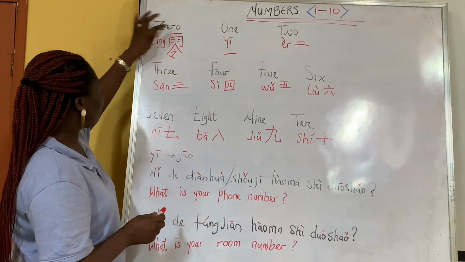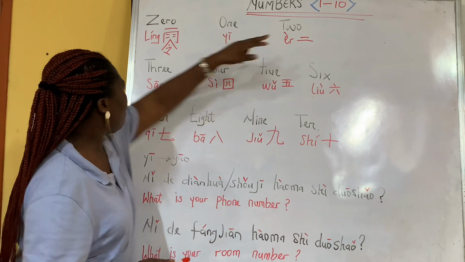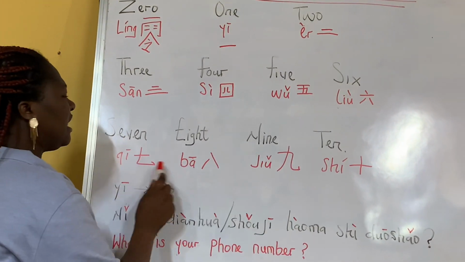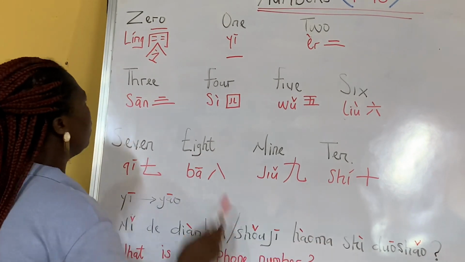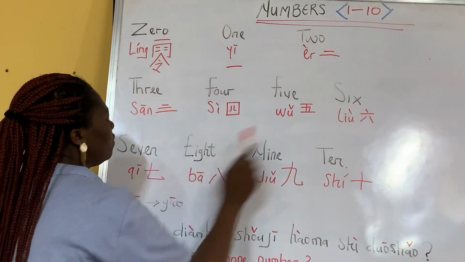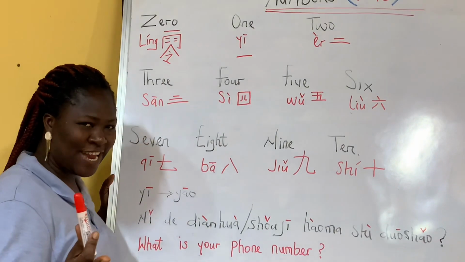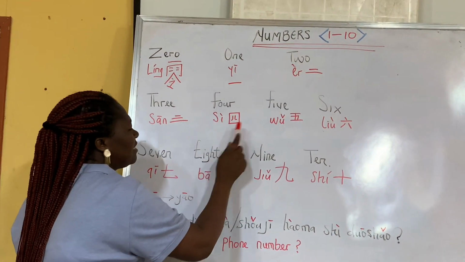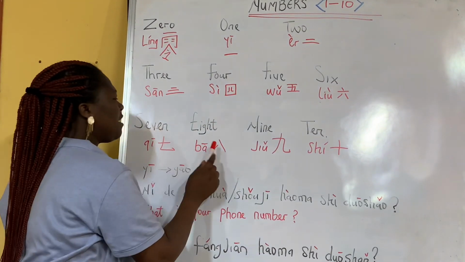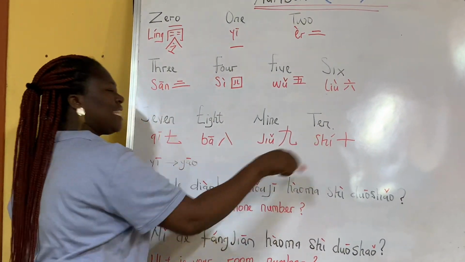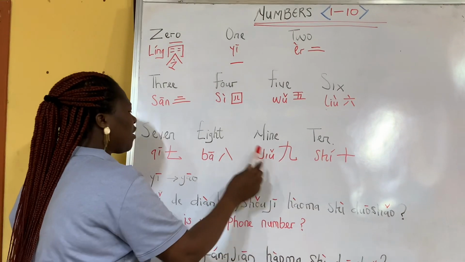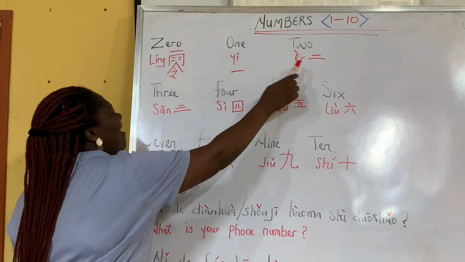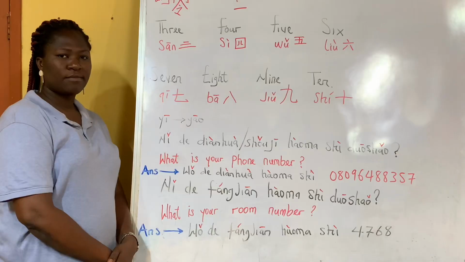0, 1, 2, 3, 4, 5, 6, 7, 8, 9, 10. Can you try it? One more time, let's go. 1, 2, 3, 4, 5, 6, 7, 8, 9, 10. Let's go from the 10. 10, 9, 8, 7, 6, 5, 4, 3, 2, 1, 0.